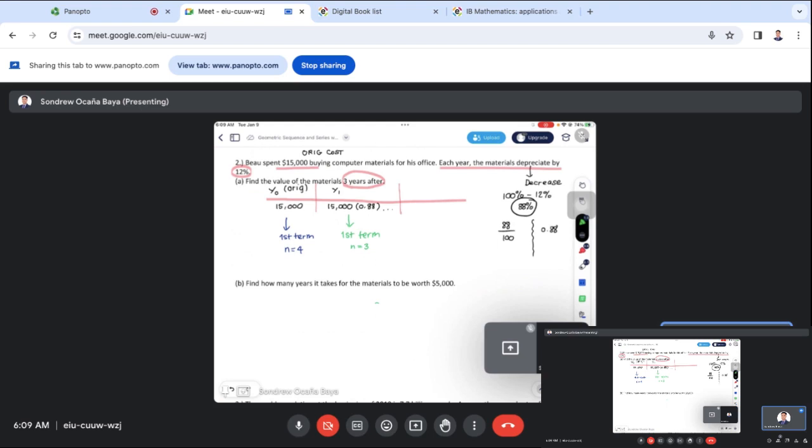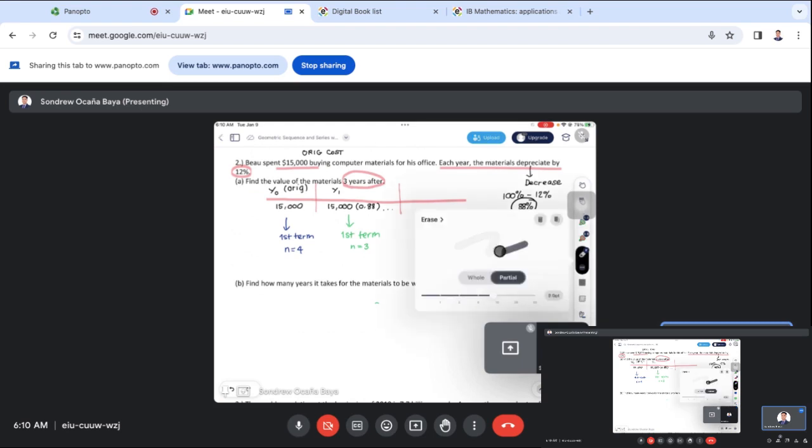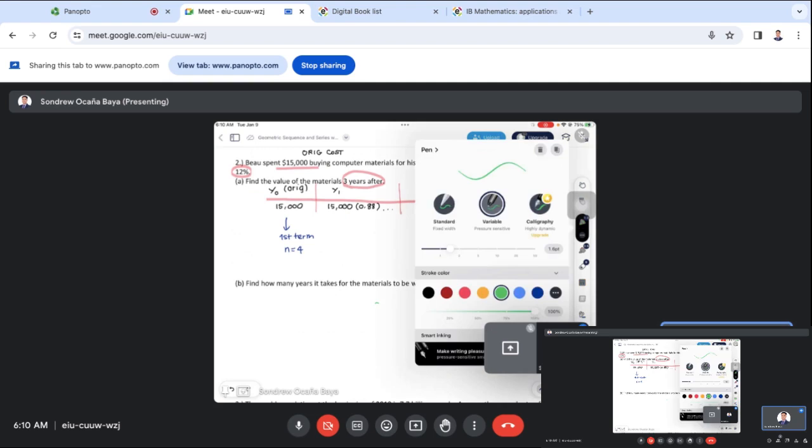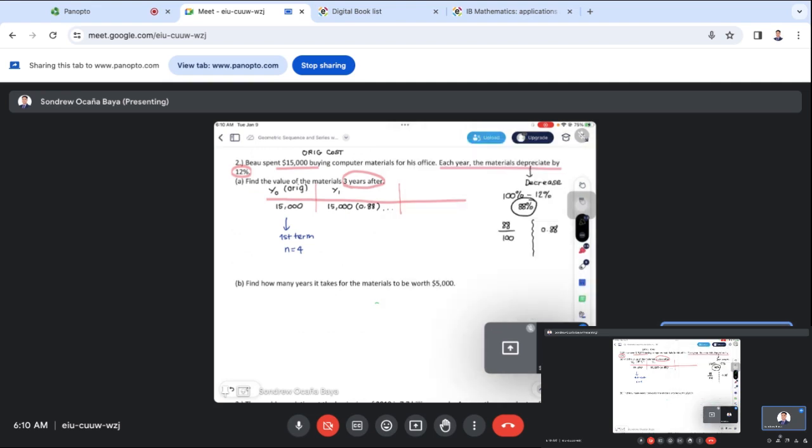In my case, and in this particular solution, I would want to choose the former, which is the original price, because I don't have to compute. I just have to adjust my answers. So again, I'll make use of that as my first term. So my n is 4, and then u sub 1 here would be equal to 15,000. And my rate is 0.88. Okay? So we are looking for the value at the end of 3 years.